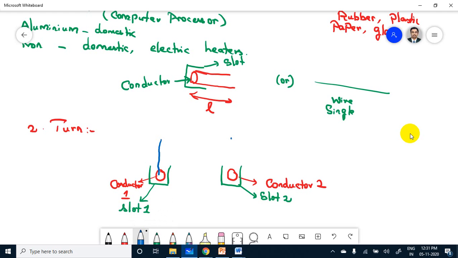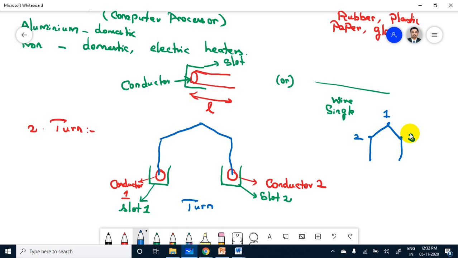Because this is one conductor, it should be drawn like a triangle. Three edges are there: top edge, left edge, and right edge. 1, 2, 3. This is the shape of this conductor, and this shape is called a turn. Do you understand? This shape is called a turn.